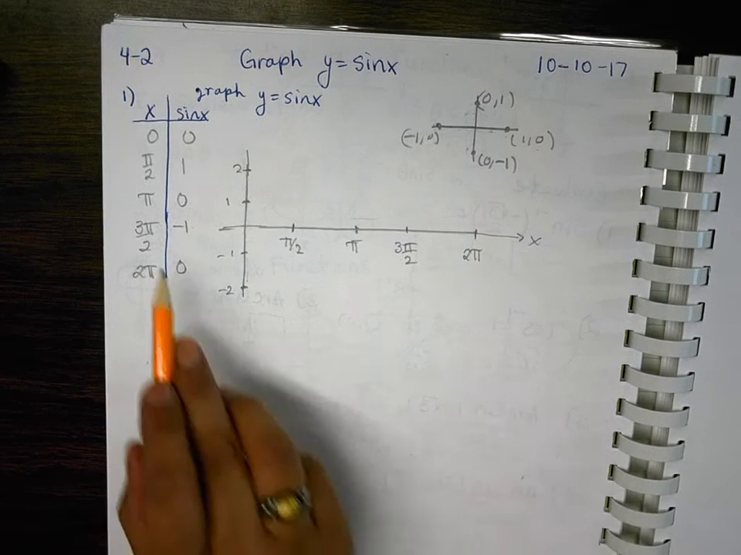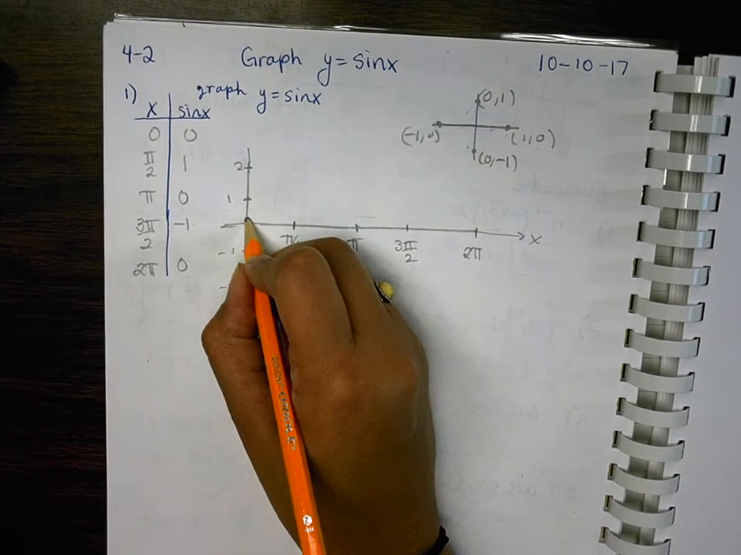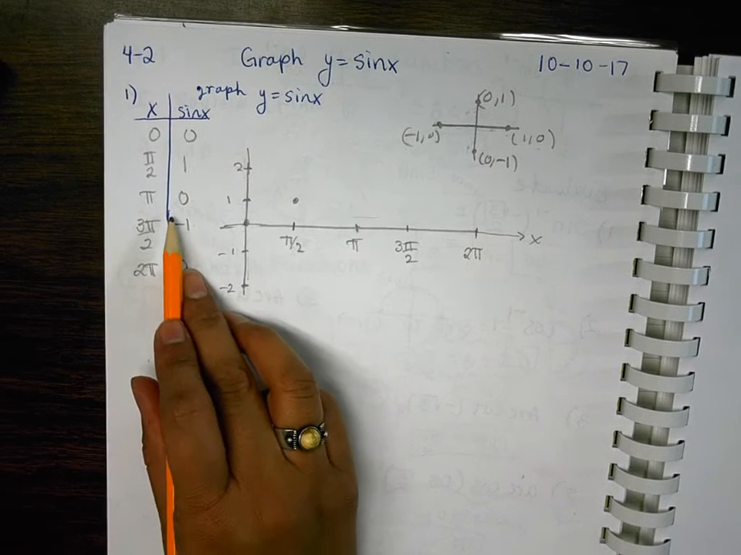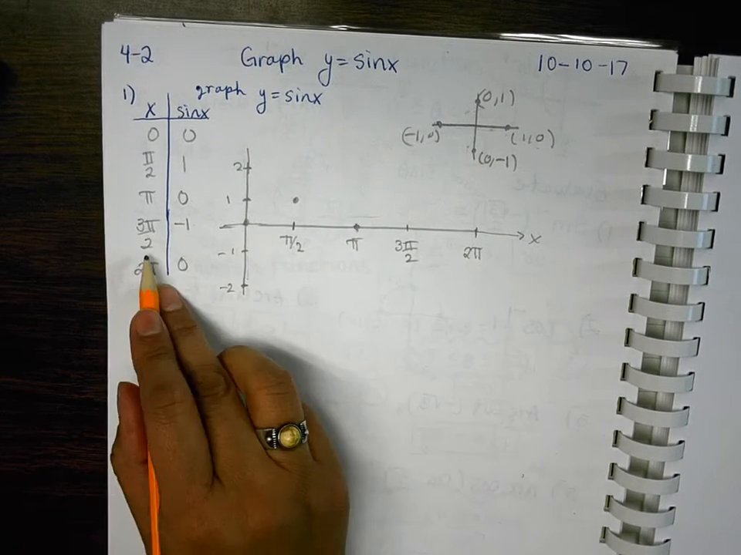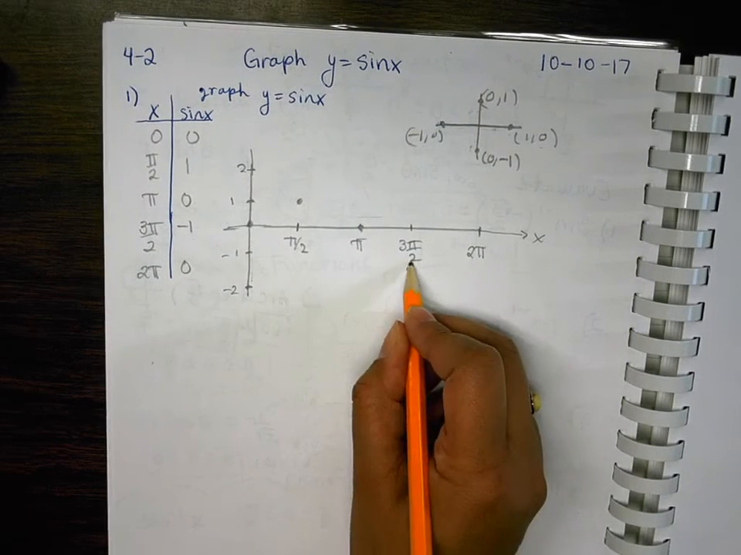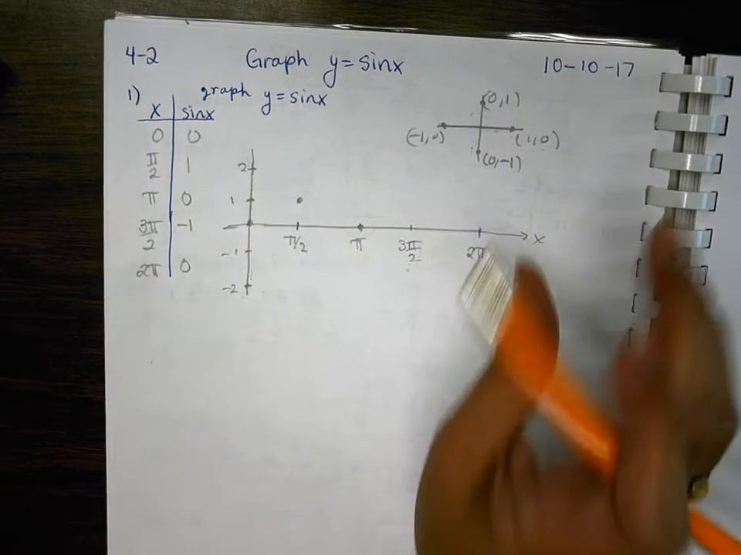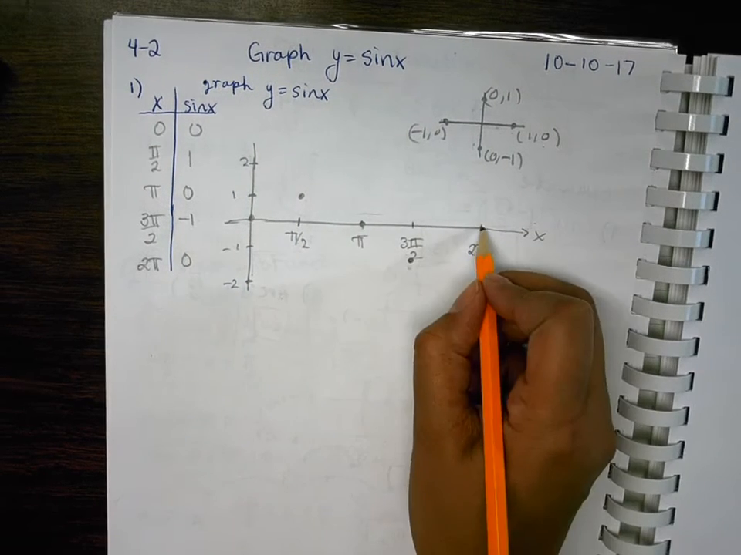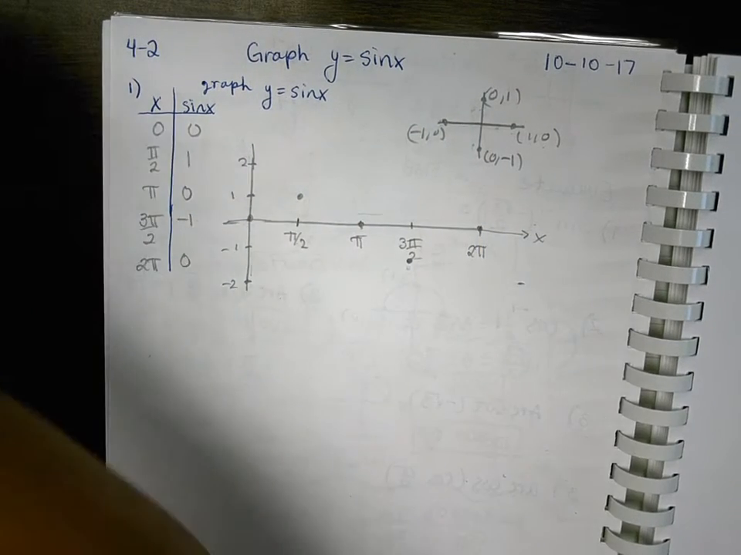All right, let's plot. 0, 0 is 1 point. Pi over 2 is 1. Pi is 0. 3 pi over 2 is -1. And 2 pi is 0.